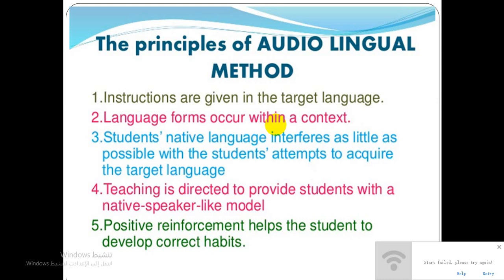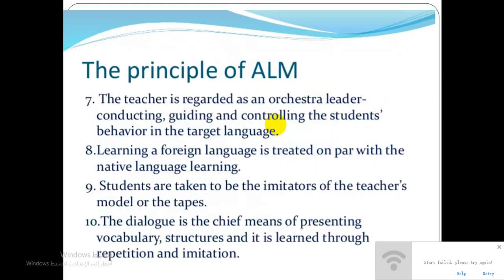Other principles of the Audiolingual method are that the teacher is regarded as an orchestra leader, conducting, guiding, and controlling the students' behavior in the target language. Learning a foreign language is treated on par with native language learning. The students are taken to be the imitators of the teacher's model or the tapes. The dialogue is the chief means of presenting vocabulary and structures, and it is learned through repetition and imitation.